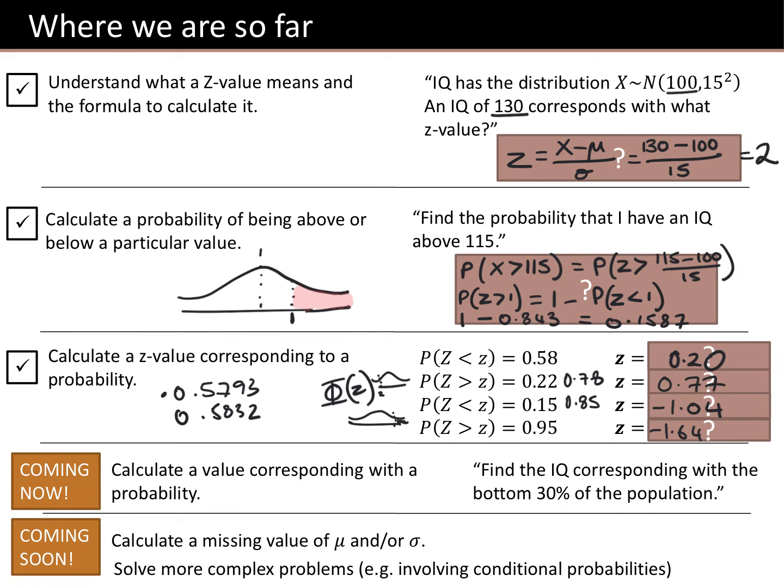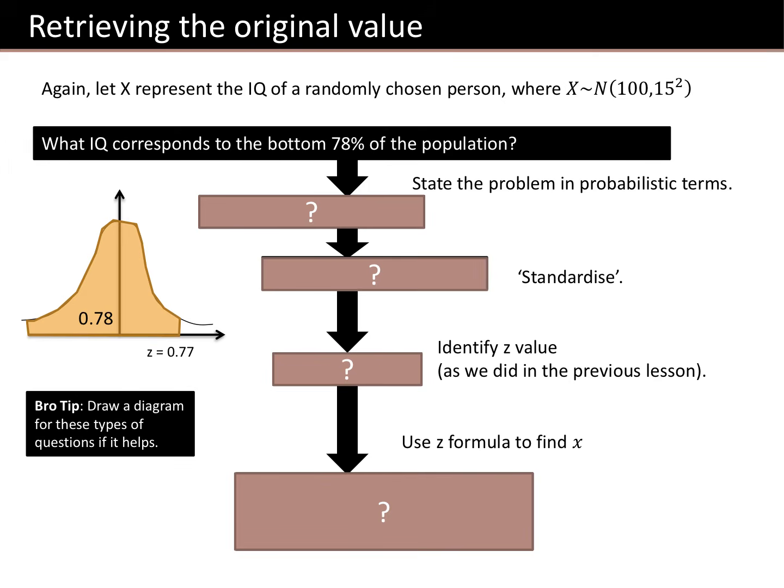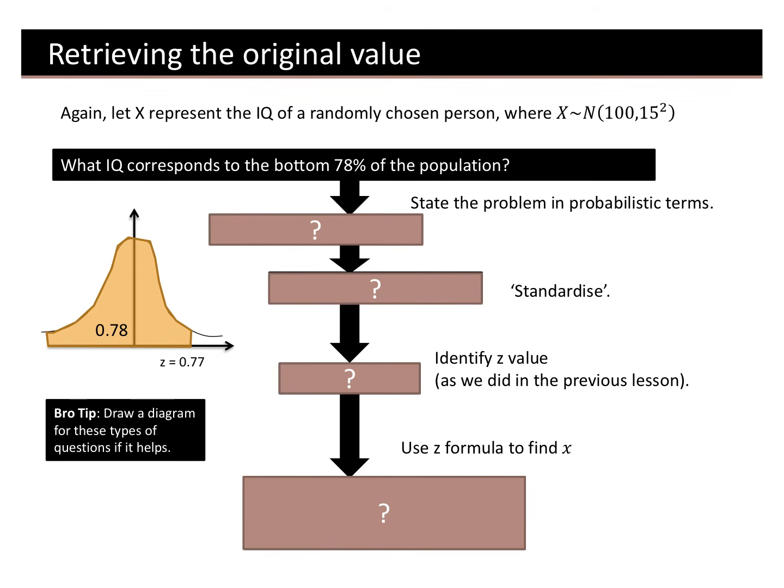Right, so now we're going to look at calculating a value corresponding with a probability, and calculating missing values of mu and sigma. See if you can retrieve the original value. Off you go, think, pair, share. Retrieving the original value. So, what IQ represents the bottom 78% of the population? As you can see, there's already a graph drawn for you. So that would always be step one.